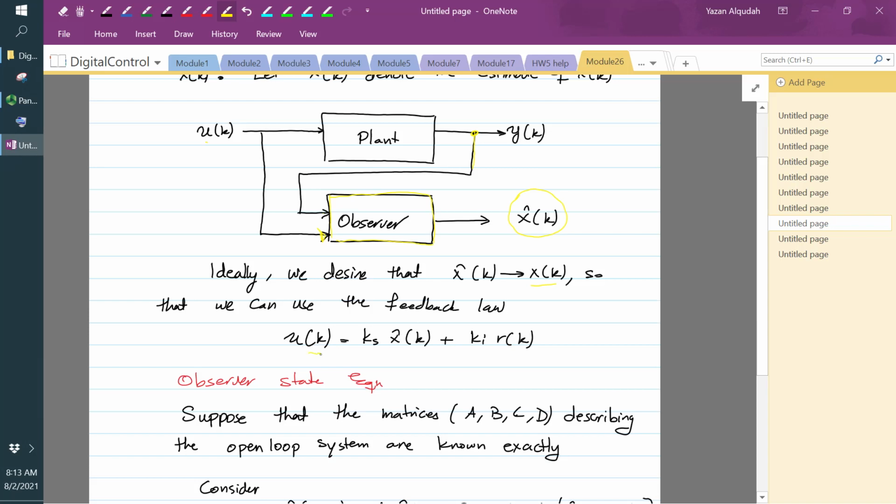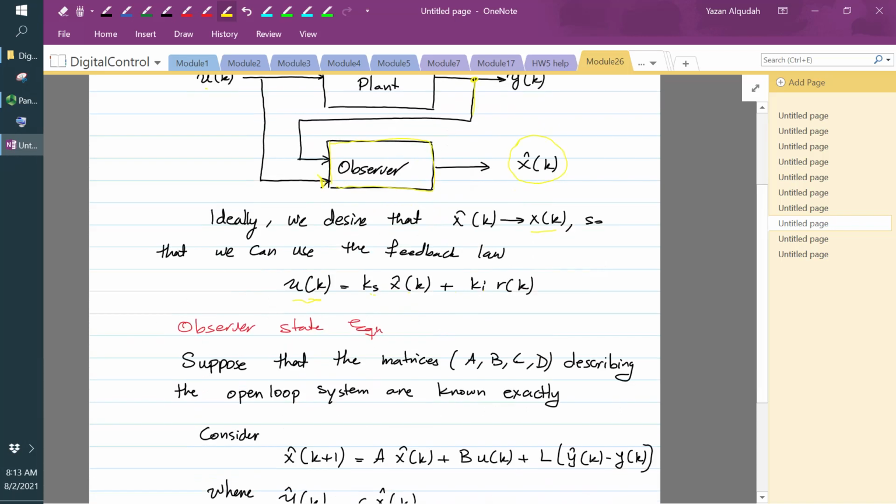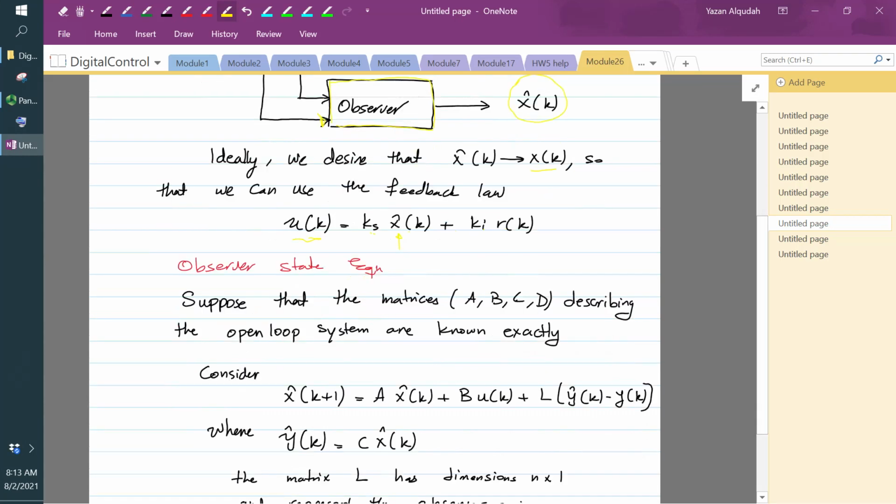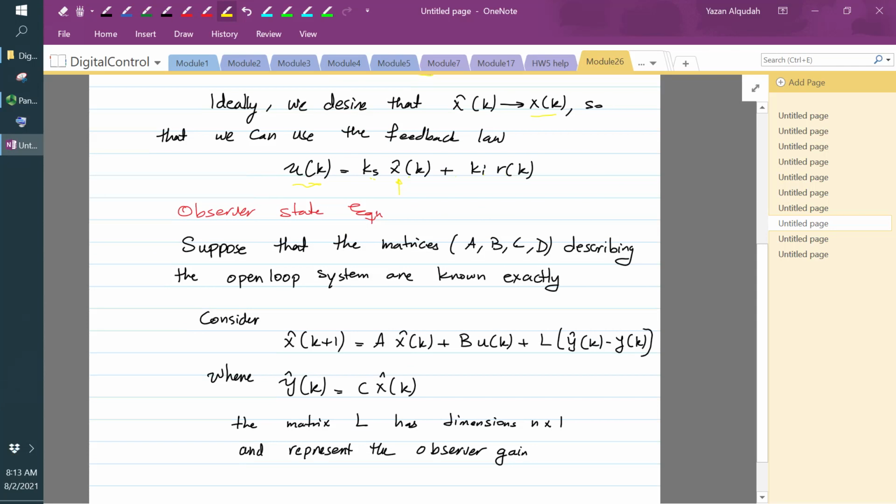U of k in this case is going to be ks multiplied by x tilde plus ki multiplied by r of k. So again, here instead of x of k that I do not have access to, I'm going to use the estimated x of k to do the feedback. Okay. So let's look at the observer state equation.